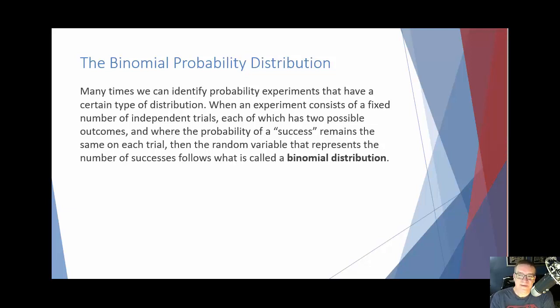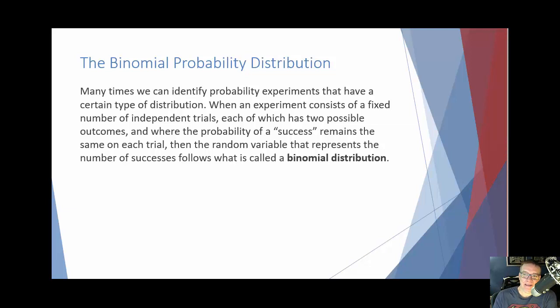Okay, so now we're going to look at a specific type of distribution. We've been talking about probability distributions in general, but many times we can identify probability experiments that have a certain type of distribution. And when an experiment consists of a fixed number of independent trials, each of which has two possible outcomes, where the probability of a success remains the same on each trial, then the random variable that represents the number of successes follows what is called a binomial distribution.